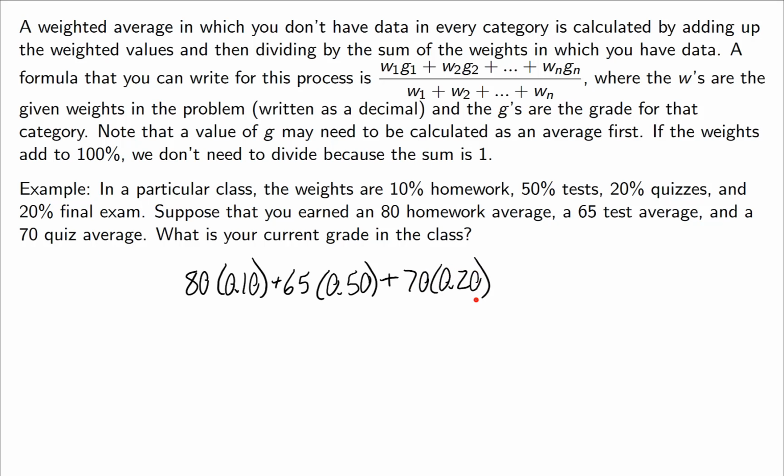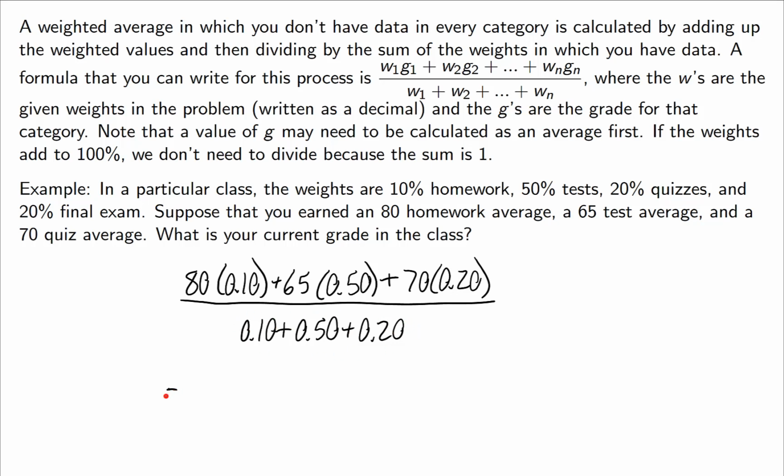Now, I do not have a final exam score, so I'm not going to put anything with the 20% final exam, but what I am going to do is divide by the weights that I used, the 0.10, the 0.50, and the 0.20. So what we're basically saying here is this grade is out of 80% because we're missing the final exam. It hasn't been taken yet. And you'll notice, by the way, that these three numbers add to 80%.